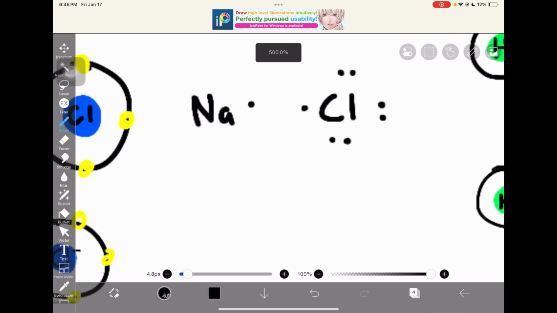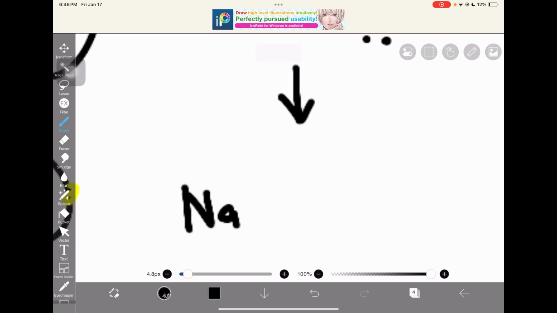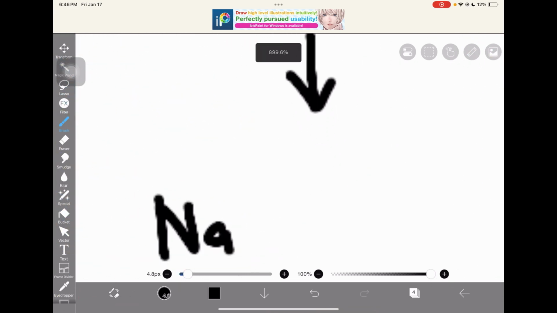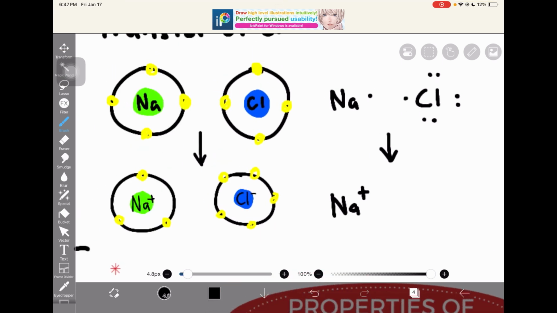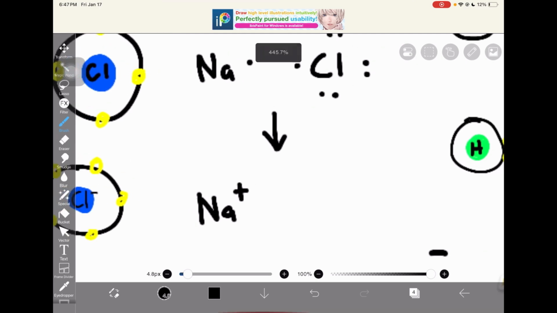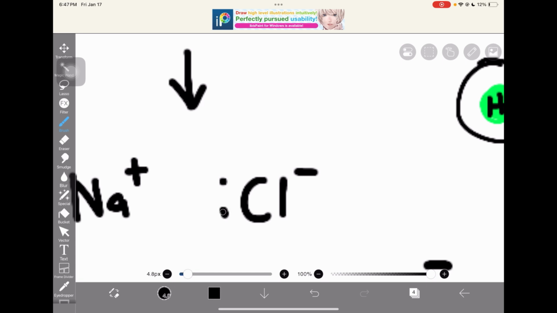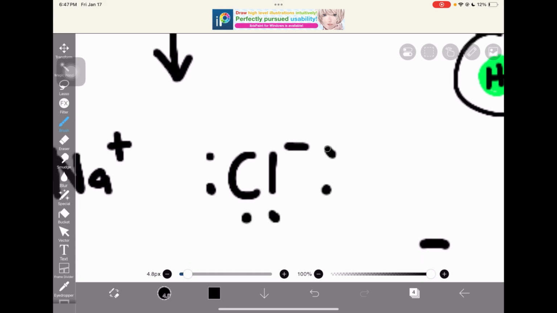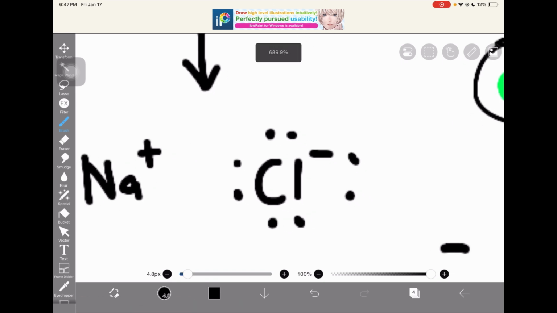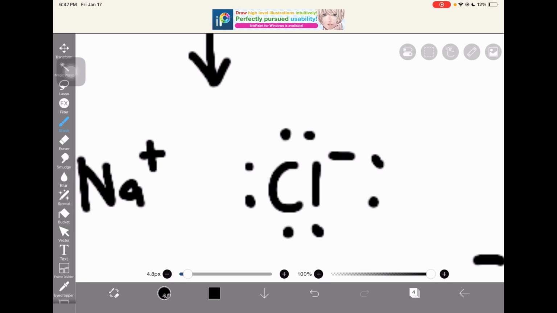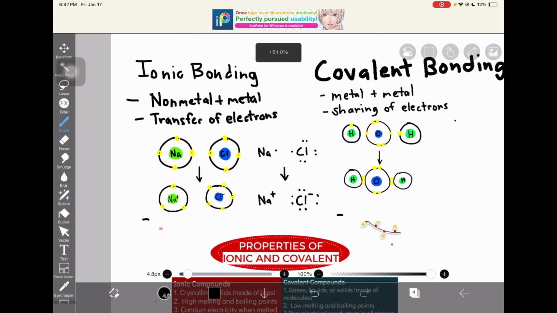for sodium and chlorine. Due to the chemical reaction, sodium, or natrium, lost an electron, so it's now Na plus, because in this sodium atom there's one less electron than protons. Meanwhile, this chlorine atom is now a minus, and it takes the other electron of the sodium. Due to that extra electron, it's now a negative ion, but it's also stable because it has 8 valence electrons. So this is for ionic bonding.